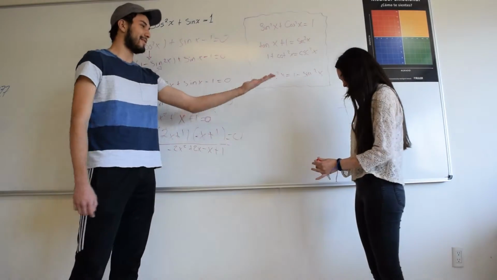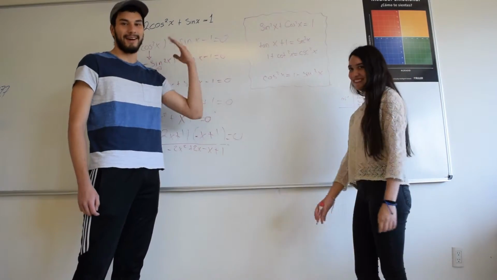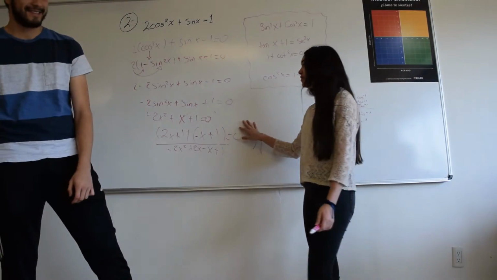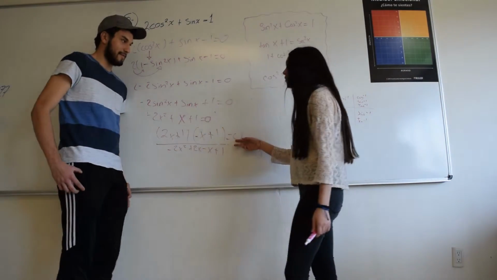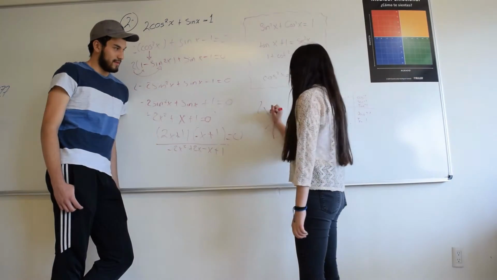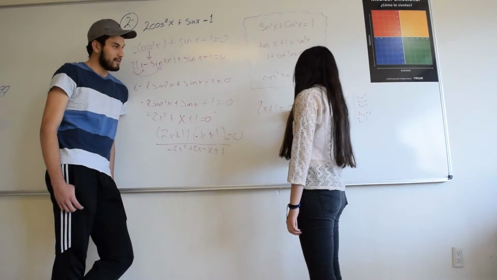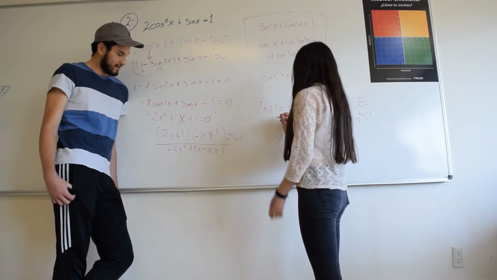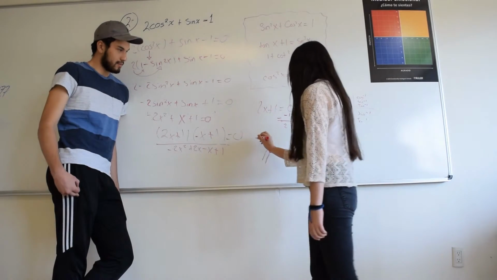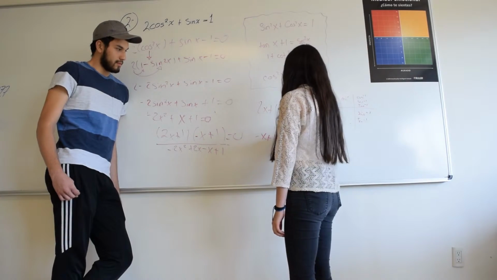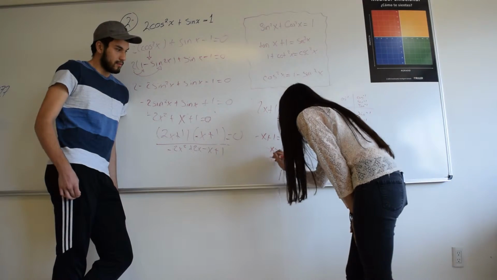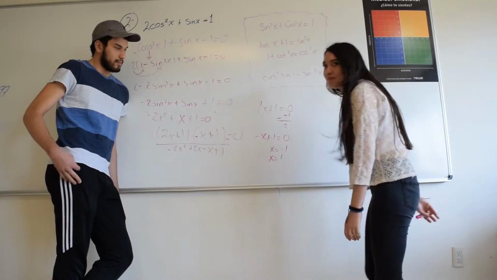Now I'm going to give the other part to my partner, Lena. Okay, now we have the two factors. We set each equal to 0 to get the values of x. So we have 2x plus 1 equals 0, and if we solve, x is equal to minus half, and minus x plus 1 equals 0, minus x equals minus 1, and x equals 1.